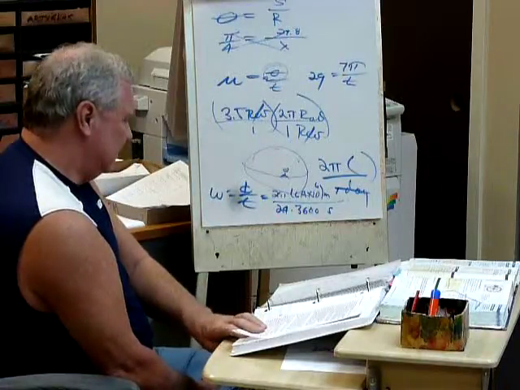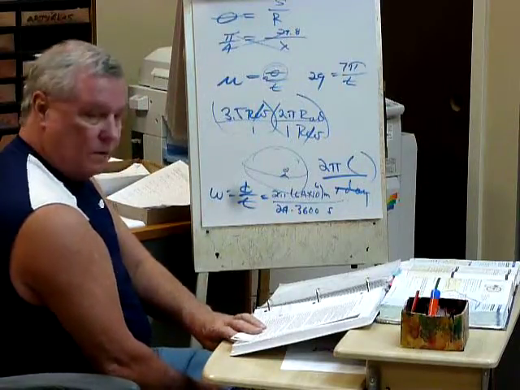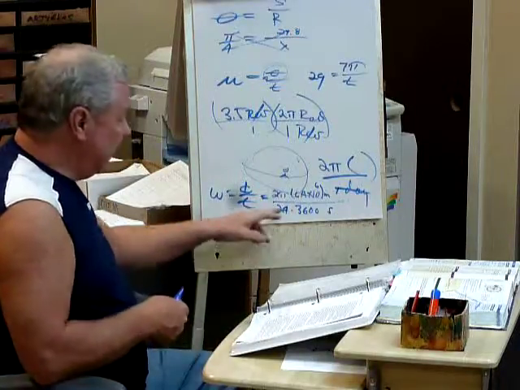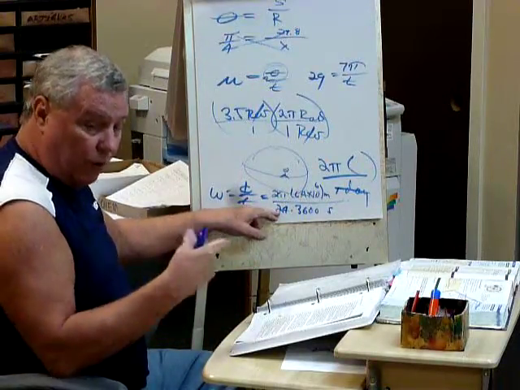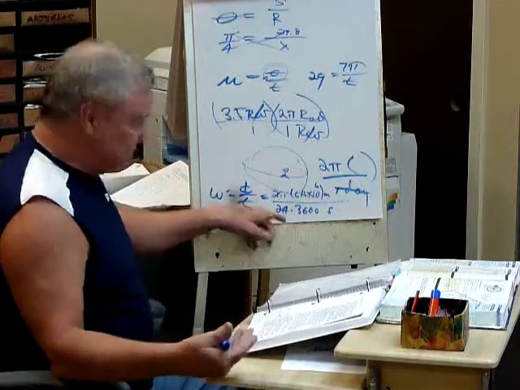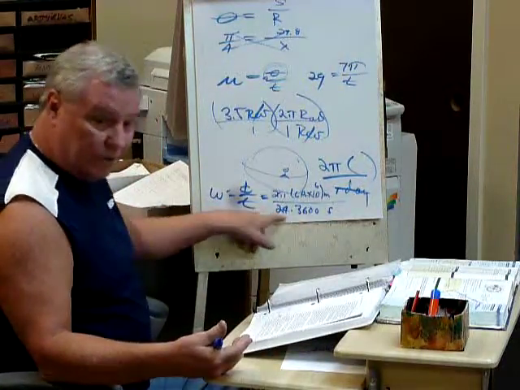It's 3,600. 1 day is 24 hours, and 24 hours is 60 minutes times 60 seconds, which is 3,600. So you multiply this all together, you get seconds.